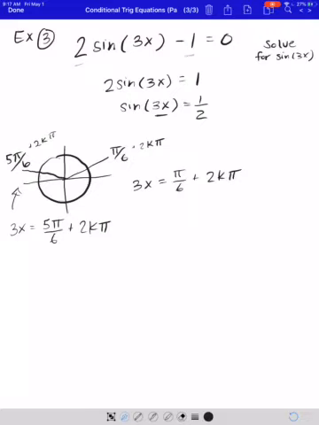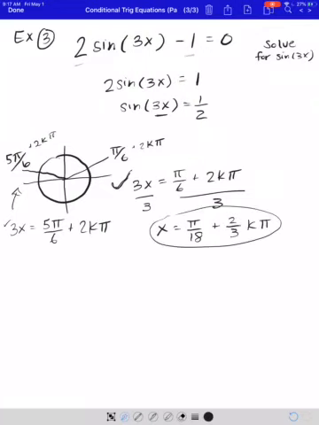But again, we need to take each of these equations here and we need to solve for x. So let's start with this first one. In order to solve for x, I'm going to divide everything by 3. And what we'll get is x is equal to pi over 6 divided by 3. That's going to be pi over 18. And then plus 2/3 k pi. Okay, so that's what I get from my first set in the first quadrant.